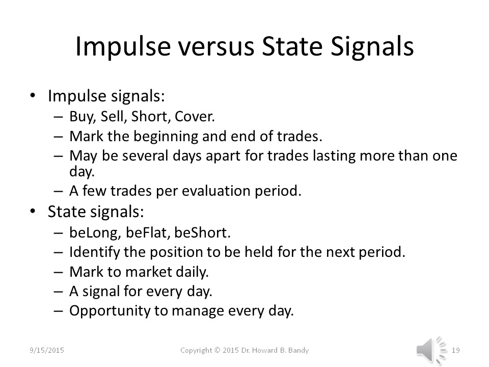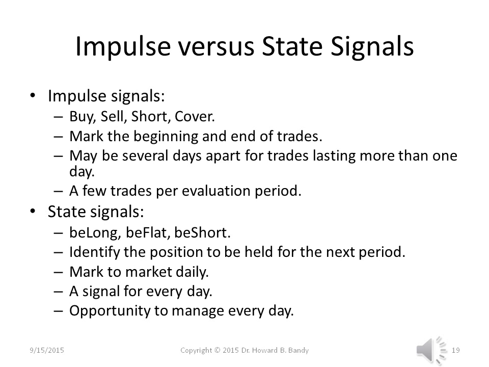You definitely need to switch from impulse signals to state signals. Impulse signals are buy, sell, short, cover. They mark the beginning and the end of trades. There may be several days apart, lasting for trades that are lasting more than 1 day, and there will be a few complete trades per evaluation period. The corresponding state signals are, for example, to be long or to be flat or to be short. They identify the position to be held for the next period.